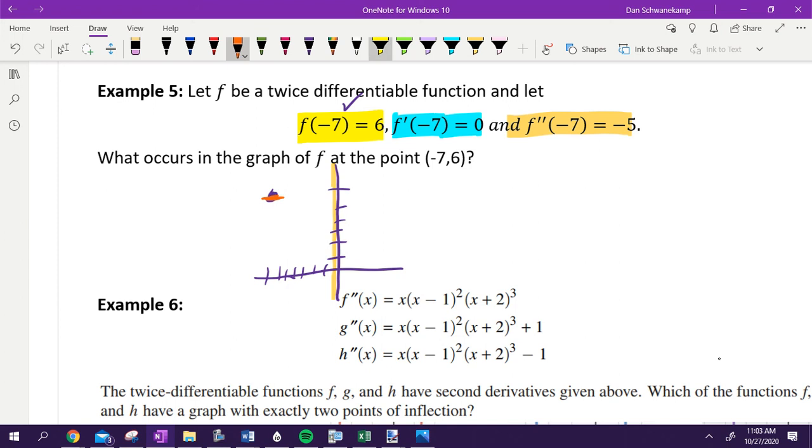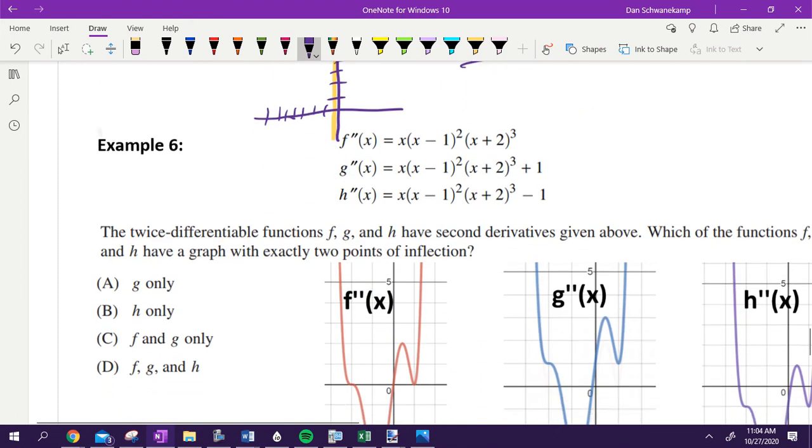And then the last one, f double prime is -5. If f double prime is negative, what does that mean? Down like a frown. So if I'm down like a frown, that means it is a maximum. Maximum on that. Questions there? All right. Let's look at the next one.